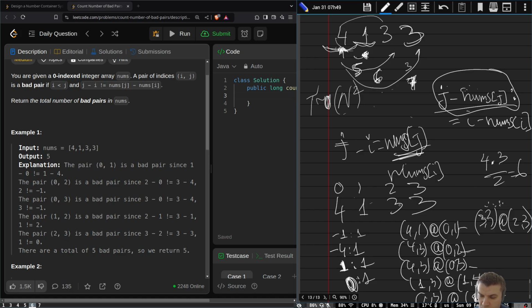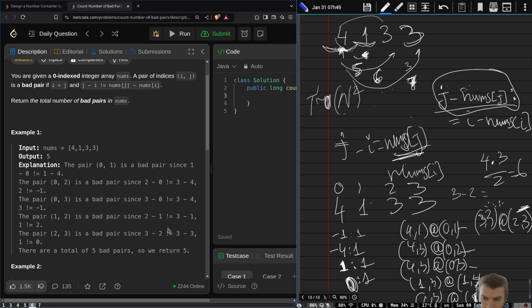Because indexes. So the indexes are gonna be 3 minus 2, and then so I wonder why the last one is not 2 3. 2 3 is bad. Okay, 2 3 is bad.